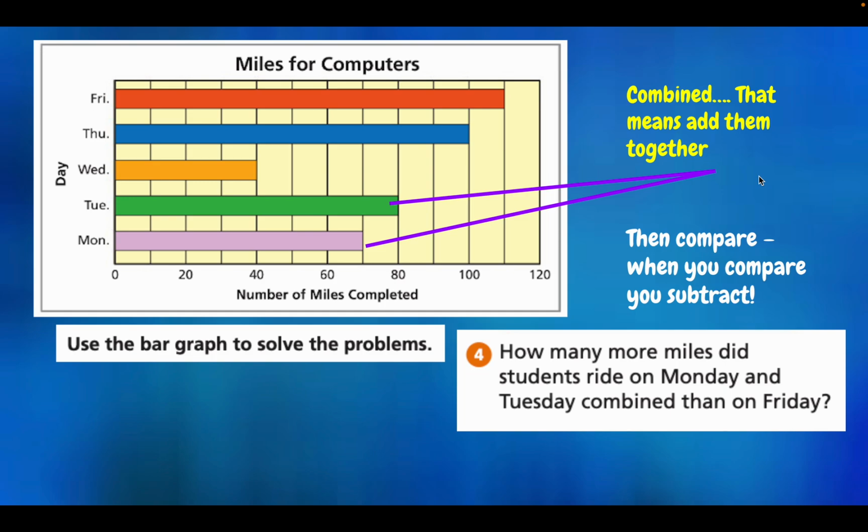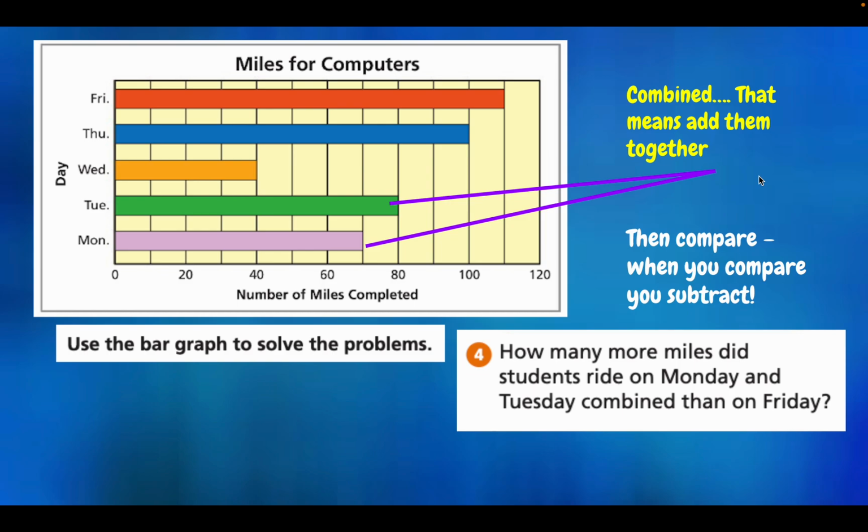Number 4, how many more miles did students ride on Monday and Tuesday combined than on Friday? All right, so I marked them for you. You are going to take Monday and Tuesday together. Combined means you want them together. We're going to add them together. So add Monday and Tuesday together.